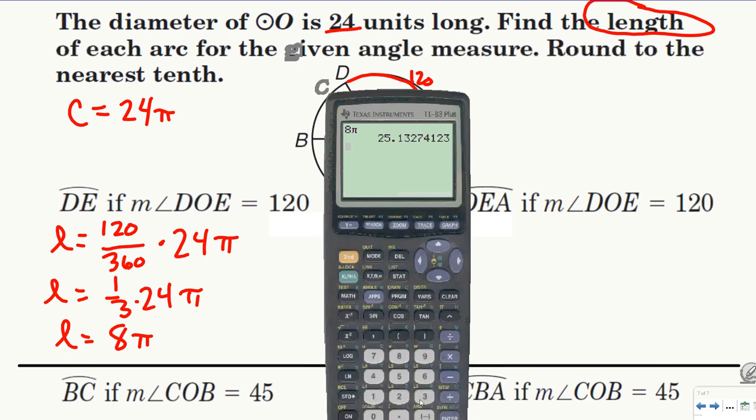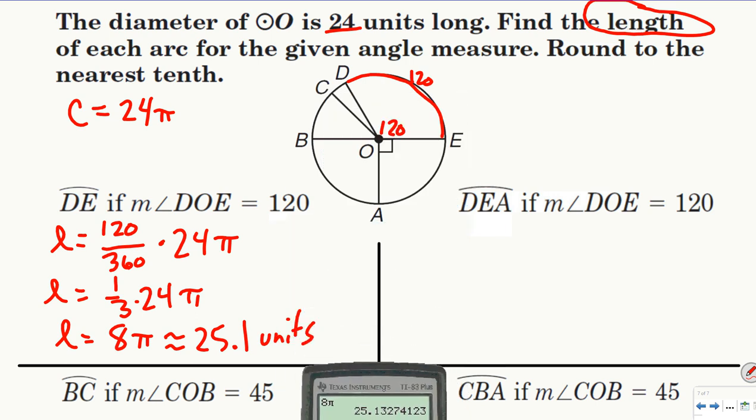I simplified it just in case, because there will be questions where you have to find it exact. You can just at this point do 120 divided by 360 times 24 pi in your calculator. So here I have 24.1, rounded to the nearest tenth, units. Again, arc length is the fraction of the circumference.